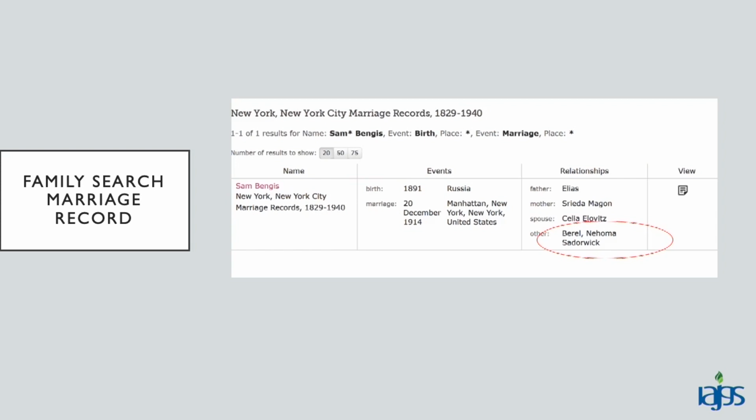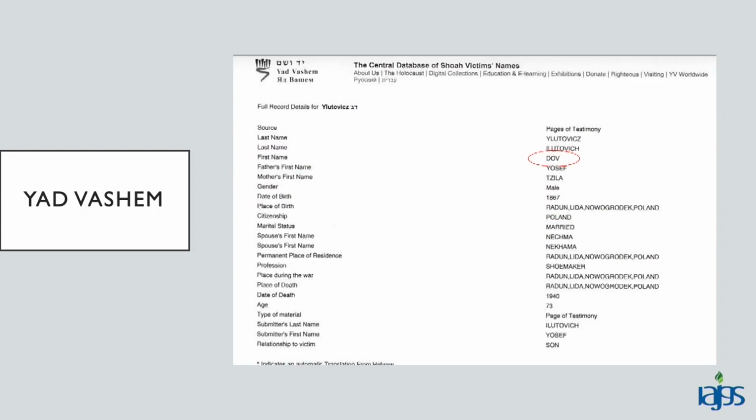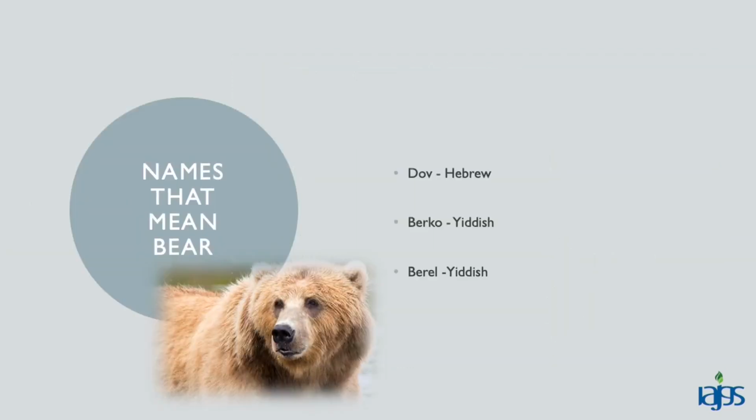So I had this theory that that record I found was somehow related to her because Dove's mother was Celia. But here it's telling me his name is Beryl. What am I going to do with that? Well, I happen to know that you often will hear the name Dove Bear. They mean the same thing. They both mean bear. Dove is Hebrew, Berko, Beryl, they're Yiddish. And you can use the names interchangeably.